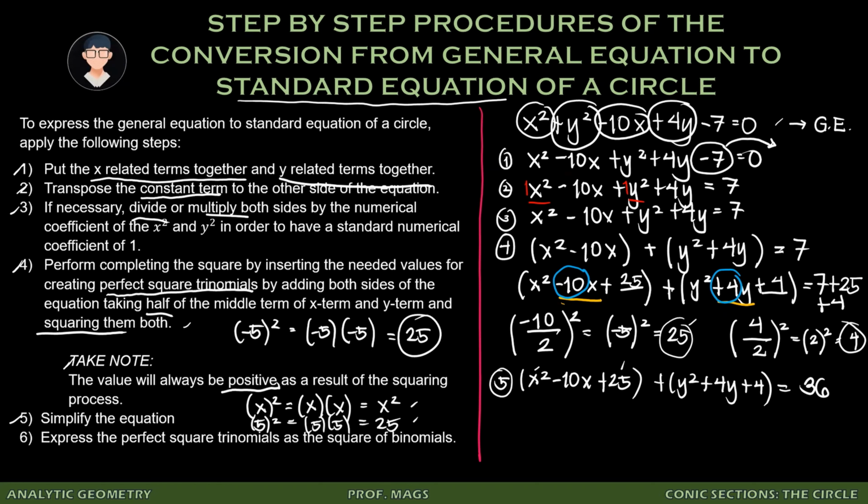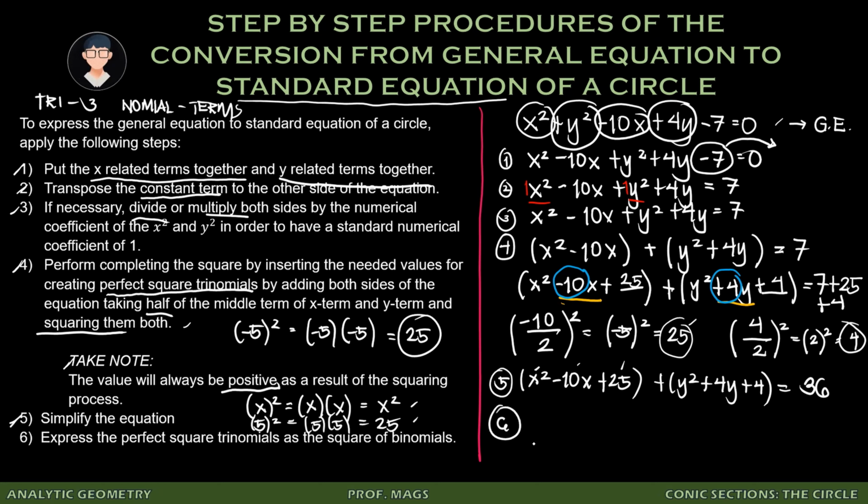Pag sinabi naman nating trinomials, tatlong term. Tri. Ano ibig sabihin ng tri? 3, di ba? Ang nomial, ibig sabihin niyan, term. Okay, we have 3 terms, rather. So we already done the step number 5. Step number 6 naman tayo.